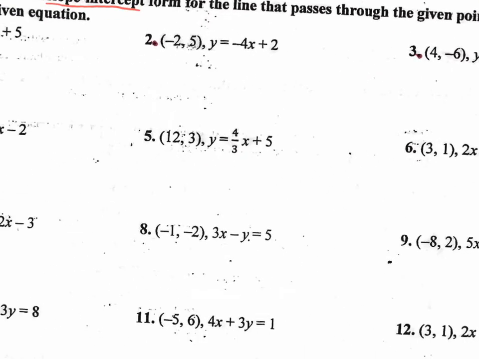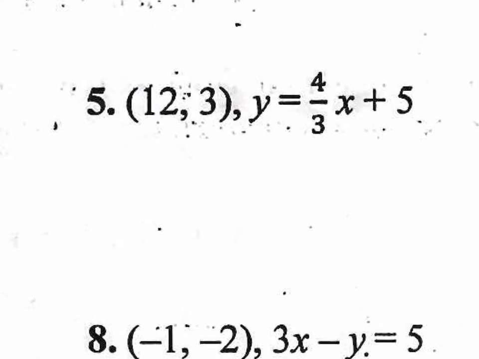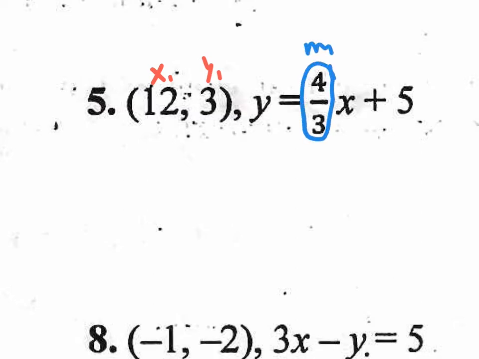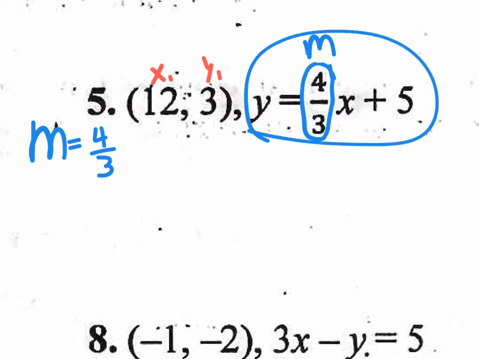So if I look at number 5, for example, they give me a point, and I have x1, y1, and they give me an equation that's parallel to the equation that I want. So when they tell me that it's parallel, I think same slope. So indirectly, wow, that's an ugly m. Let me erase it and rewrite it. Indirectly, they give us the slope of our line, okay? Our line has the slope 4/3 exactly like this equation over here.